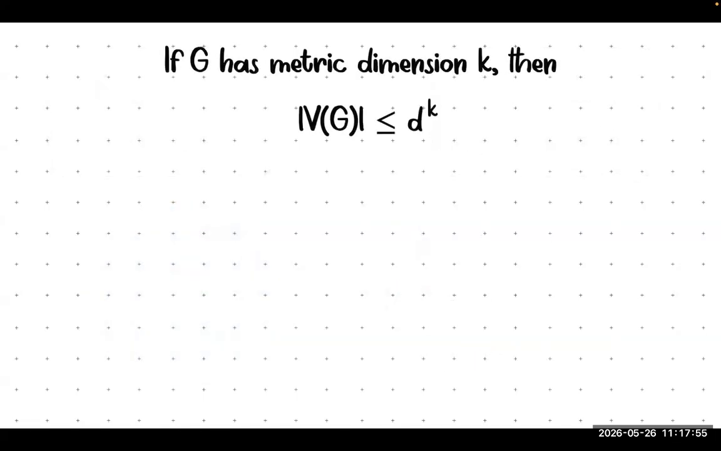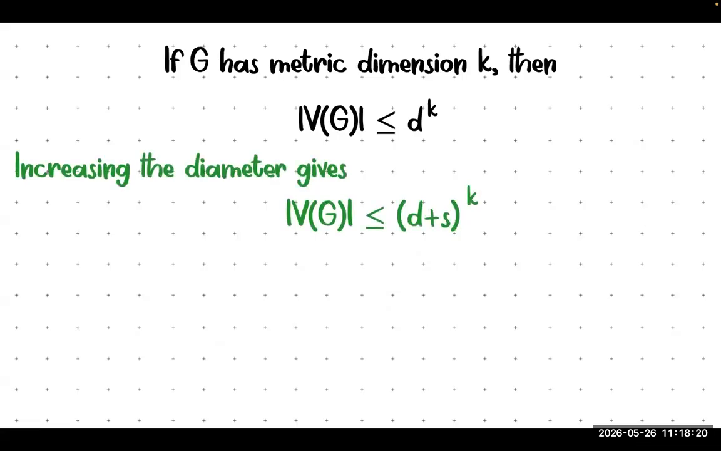And so we can see that the number of vertices is bounded above by D to the K, because there can be many distance vectors, but it's of size D to the K. But what happens if we increase the diameter? Well, then we get this better bound. And there's a possibility of decreasing K. We can decrease K, and K, remember, is the metric dimension. So it's possible to decrease the metric dimension.